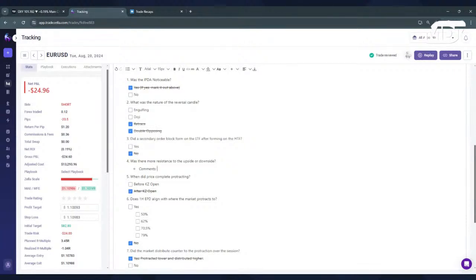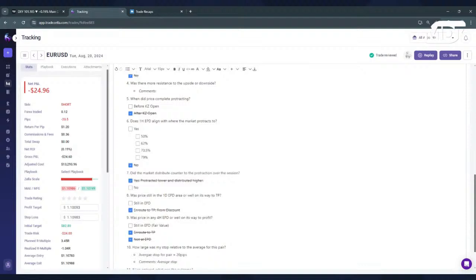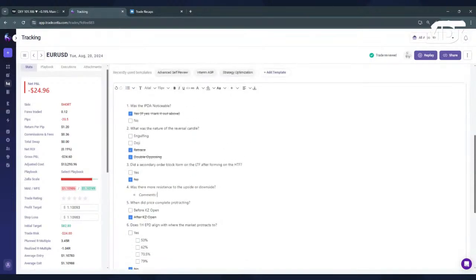And then, was there more resistance to the upside or downside? I actually didn't answer this, but we were within a daily order block, which I'll share in a little bit because I'll go into the whole bias here. But there was technically more resistance to the downside, and I'll explain why in a little bit. Downside, as price was nearing TP.